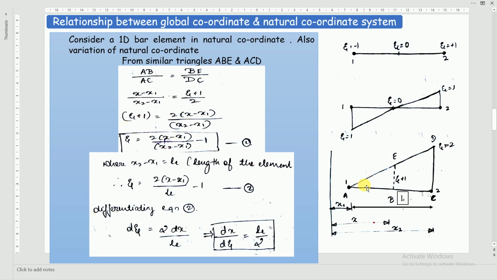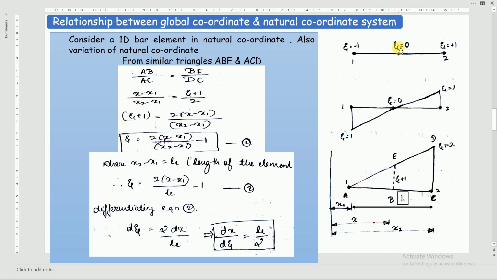Sir, can you explain the same thing once again? So first you draw a 1D bar element, denoted by two nodes 1 and 2, and this has been drawn in terms of natural coordinates, whose value does not exceed 1.